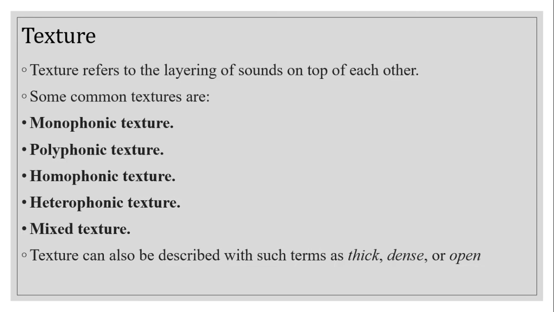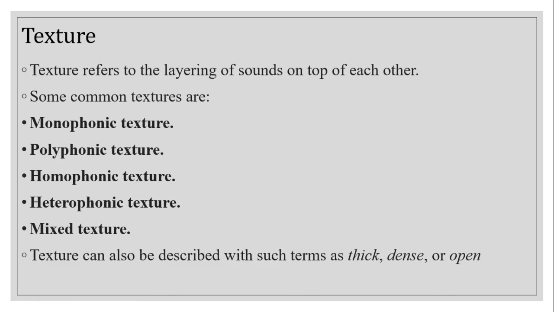Some common textures are, first, monophonic texture. Now, what is that? It's basically a melody on its own, without any harmony and without any other rhythm. For example, singing in the shower, monk chanting, or any type of drum. Next is polyphonic texture. Now, that one has 2 or more melodies, and normally they are heard at the same time. For example, you can sing Row, Row, Row Your Boat as a round, or a Bach fugue.